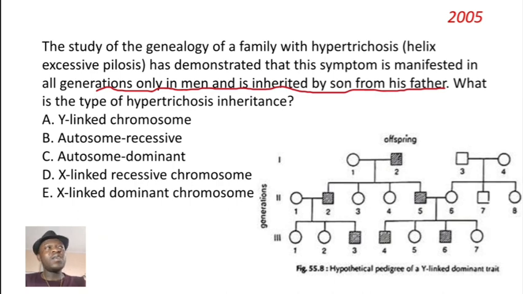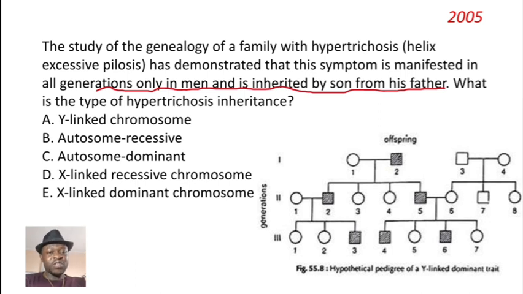So if it's only affecting boys and across the generations, this one is called Y-linked chromosome inheritance, right? So it's Y-linked, right? If the father was passing it to all the girls, that one is called what? X-linked dominant.